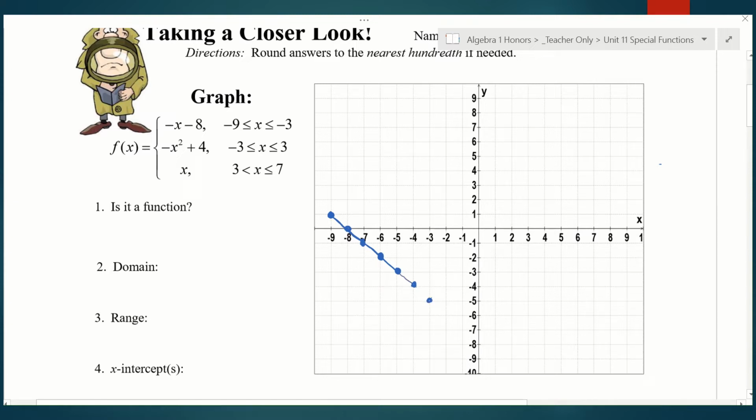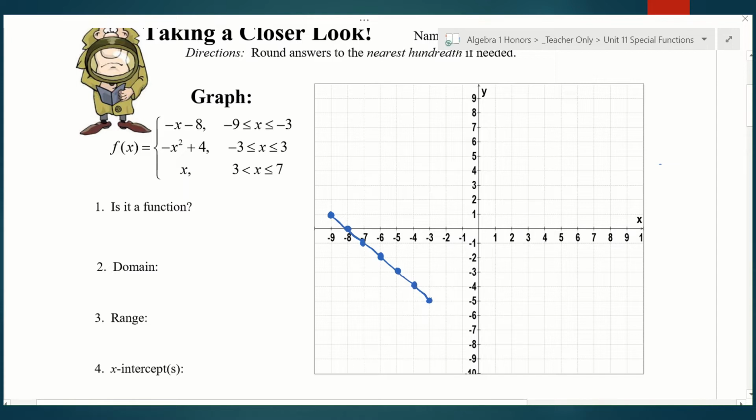Okay, so my line is going to connect all the way to right there. So the last point on my line here is negative 3, negative 5. And notice I'm using a closed circle because negative 3 is included in that interval.